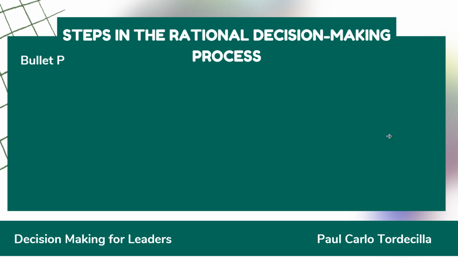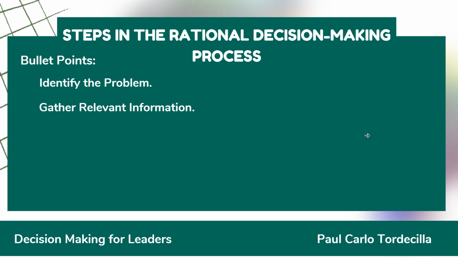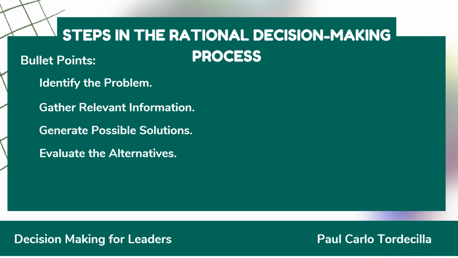The rational decision-making process involves several key steps. First, you identify the problem. Then, gather the relevant information. Next, you generate possible solutions and evaluate the alternatives. After choosing the best alternative, you implement the decision and monitor its outcome. This structured approach ensures that all factors are considered and the decisions are made systematically.